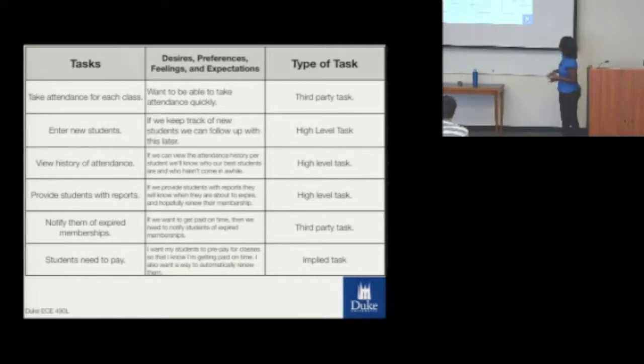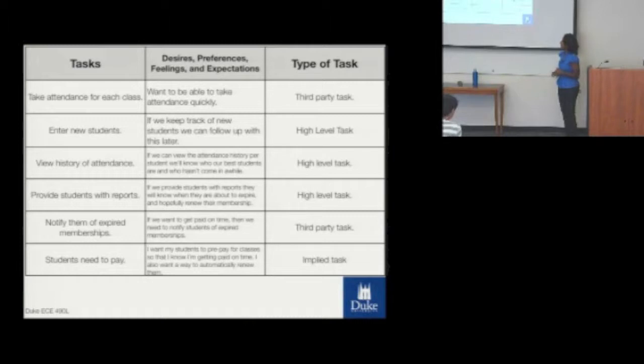Okay, let's skip to the middle. Let's look at provide students with reports. So it says something like, if we provide students with reports, they will know when they're about to expire, and hopefully, they will renew their membership. Once again, this is sort of a desire or a preference. They think that if they give students their reports, then they'll get paid on time, and their goal is to get paid on time so they can stay in business. Right? Once again, this is sort of a higher level task, but the initial interviewee might be the one that's doing it.